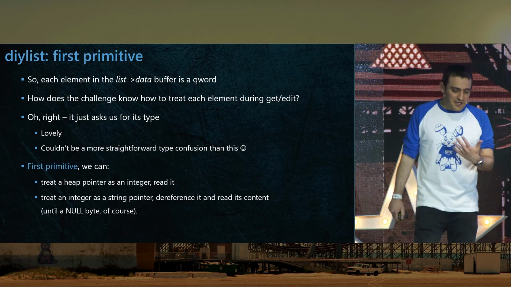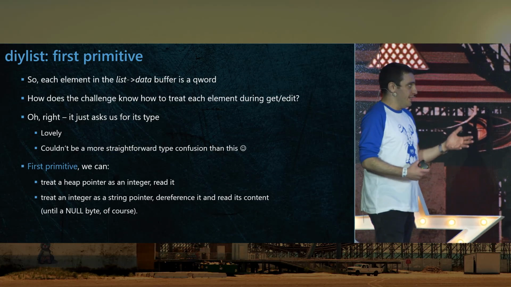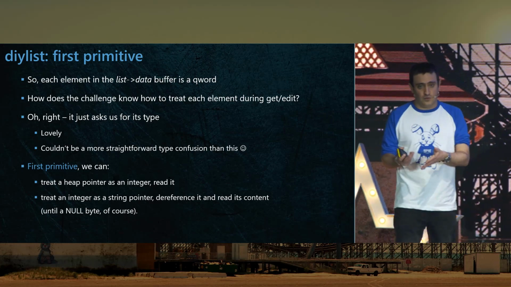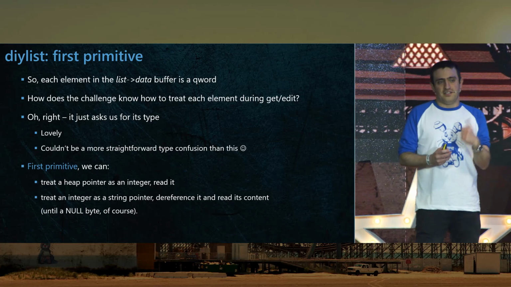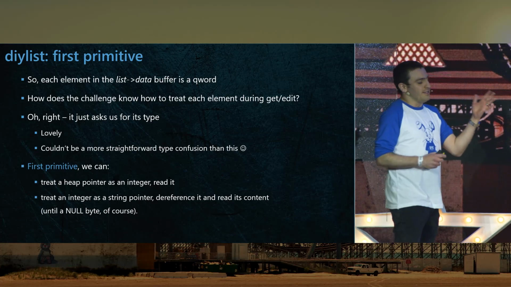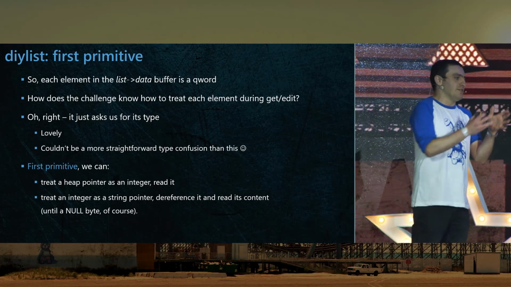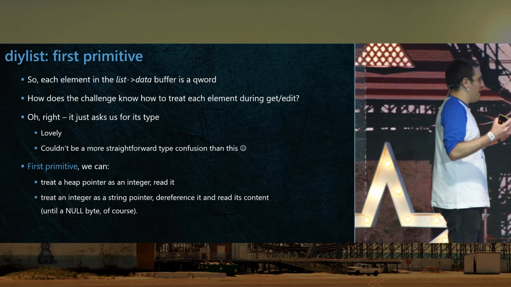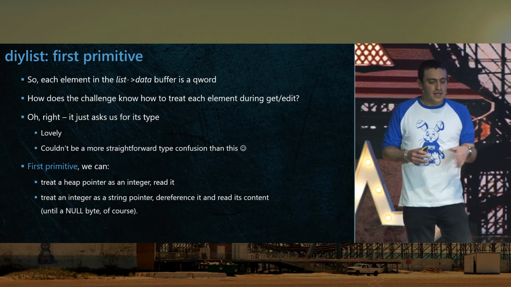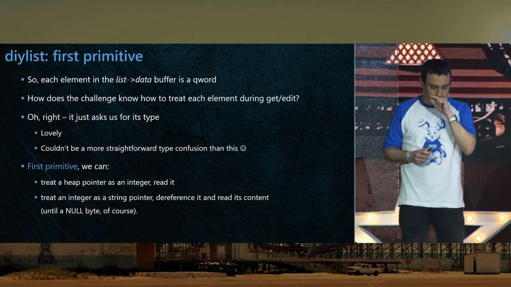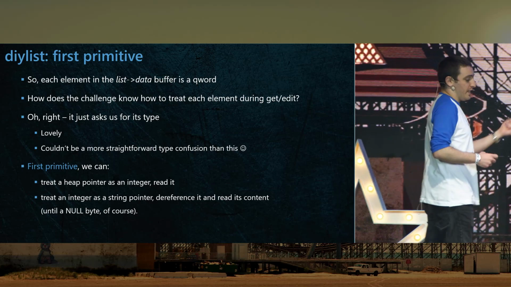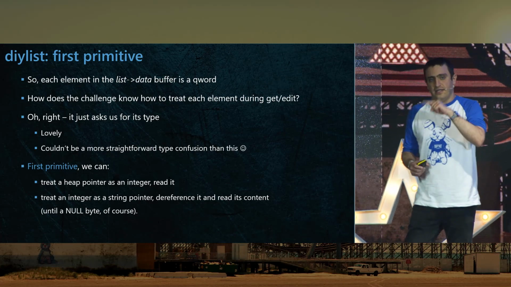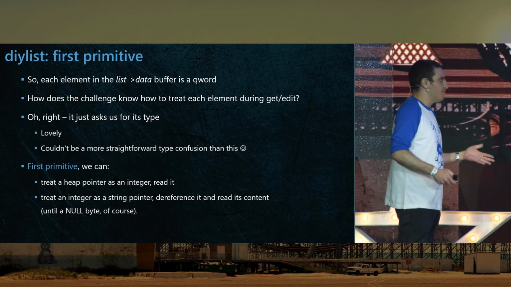Now, a very trivial problem here is that when you do get and edit, the code has no way to know which type of element it is interacting with. And the CTF author just solved this in a really nice way. When you do get and edit, the code asks you for both the index and the type of the element. And this is how you have a really straightforward type confusion. So the first primitive that we have is that we can treat a heap pointer as an integer, and we can read it, and we can treat an integer as a string pointer, dereference it, and read its content. So basically we have arbitrary read by design.